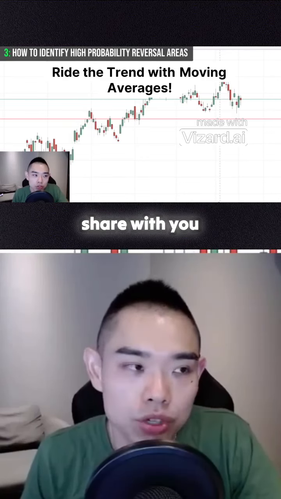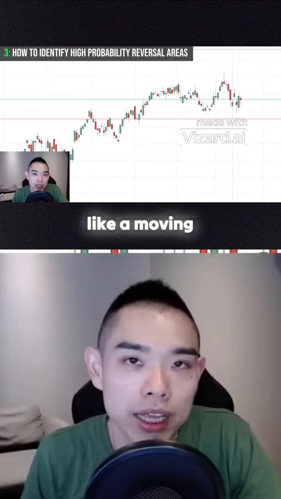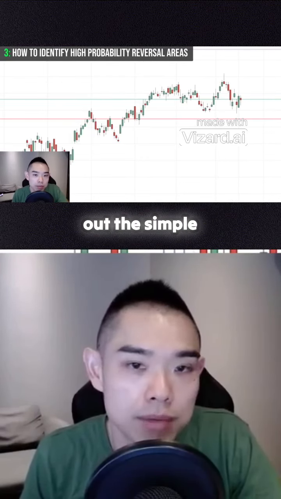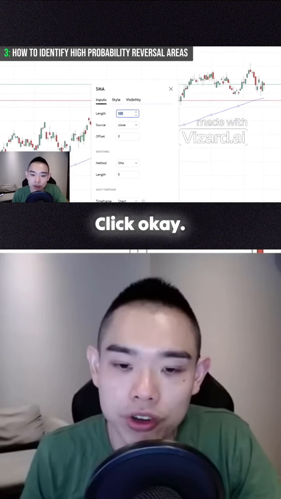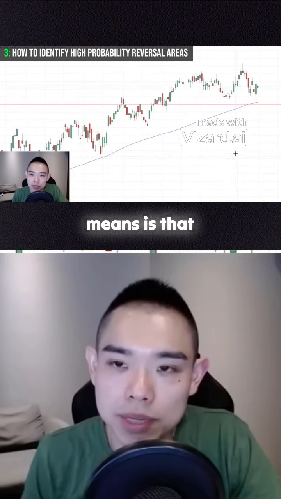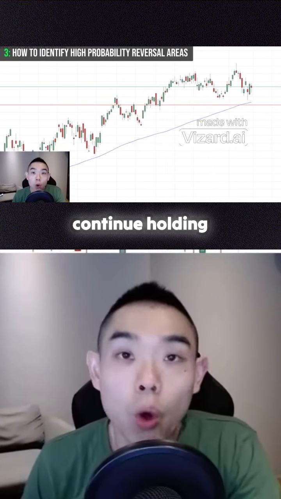One simple technique to share with you right now is you can use a tool like a moving average. So I'm going to pull out the simple moving average indicator, demarcated by this blue line. Okay, so this is the 100-day moving average. Click OK. And so what this means is that you can actually continue holding your position.